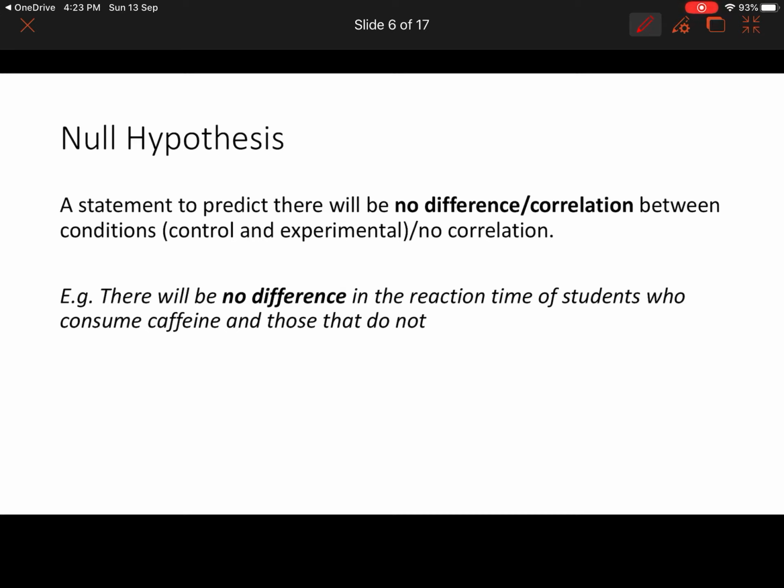Let's start with our null hypothesis. So the null hypothesis is a statement to predict that there will be no difference or correlation between conditions. Let's just break that down. So if we're talking about there being no difference between conditions, we're referring to an experiment. And if we're saying that there will be no correlation, we're obviously referring to a correlational analysis.